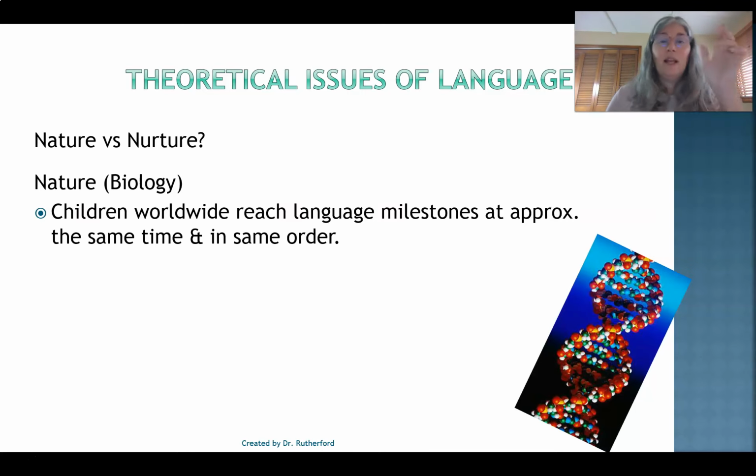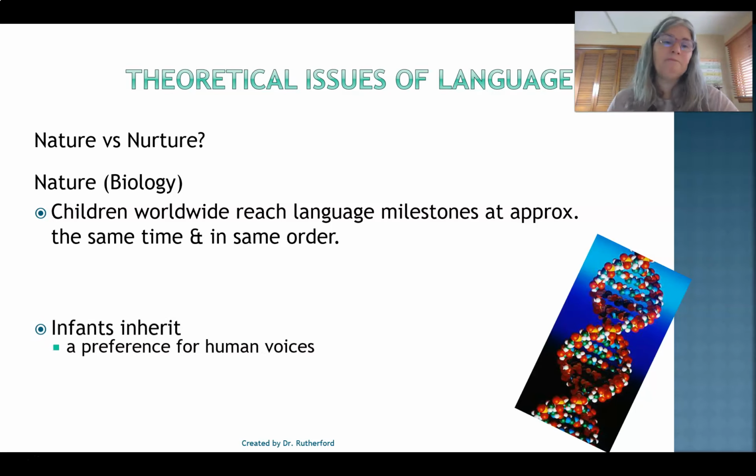Well, first, and most language theorists do agree that there is quite a considerable genetic component to language. One of the ways that we know this is if you look at children worldwide, children reach language milestones at approximately the same time and approximately in the same order. So you start to see the one-word utterances, then the two-word utterances, all these things occur not only again in the same order, but in a similar time frame across the globe. So that tells us there's something biological there because there's so many environmental differences across the globe. So it must be biological.